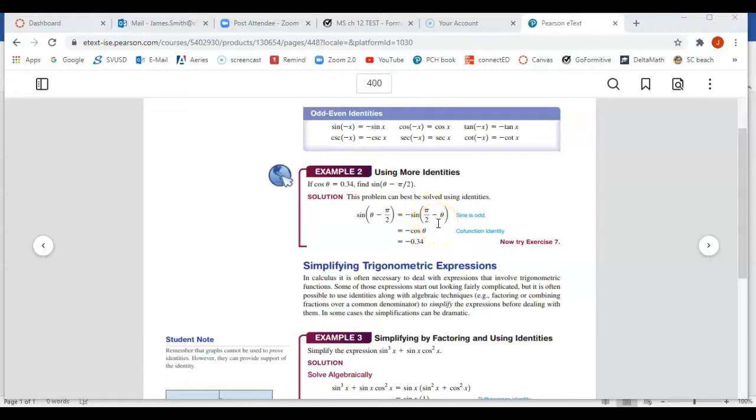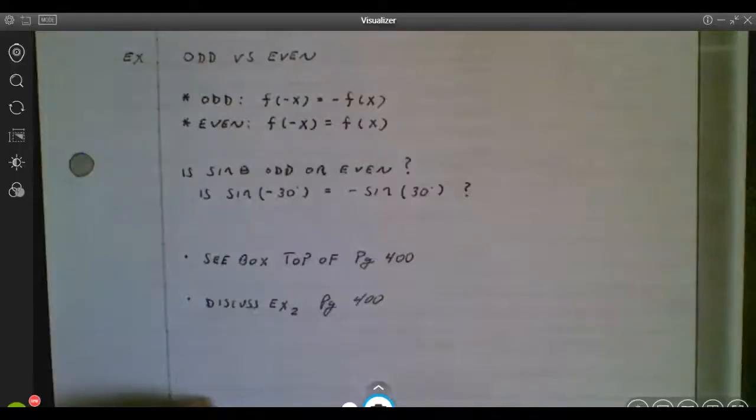We know that the sine of pi over 2 minus theta is the cosine of theta. That's its complement or its cofunction identity. The negative is still there, so in other words, this is equal to the opposite of the cosine of theta. Since the cosine of theta was 0.34, the opposite of that would be negative 0.34. And so we're just putting together a couple of these identities to simplify and work it through. So there was just one I wanted you to see. Let me take you back to the notes.